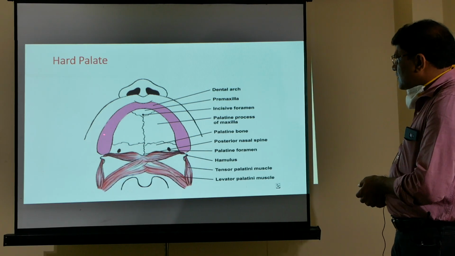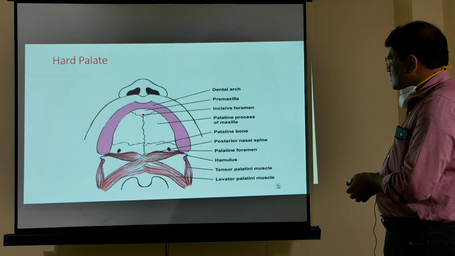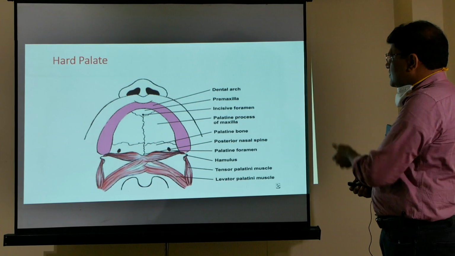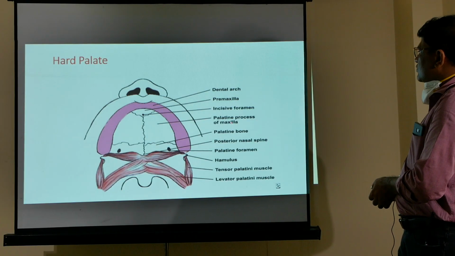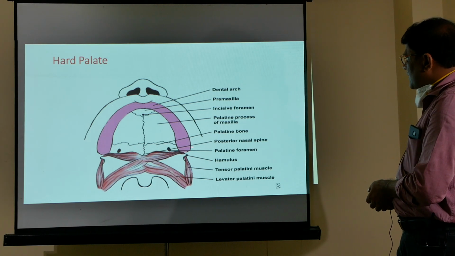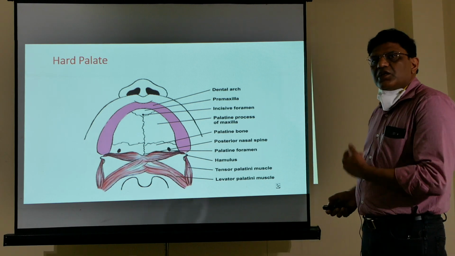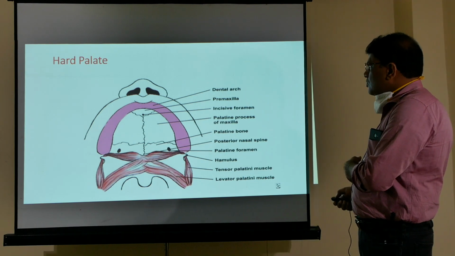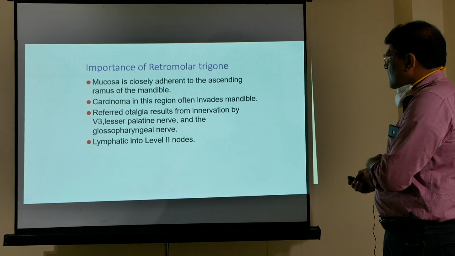Here this is a dental arch, right. This is premaxilla. This is incisive foramen. What is the importance we will see in the next slides in cases of malignancy. This is palatine process of maxilla, palatine bone, posterior nasal spine, palatine foramen, hamulus and tensor palatini and levator palatini muscles. So this is a very good diagram, and these are the bony palates.